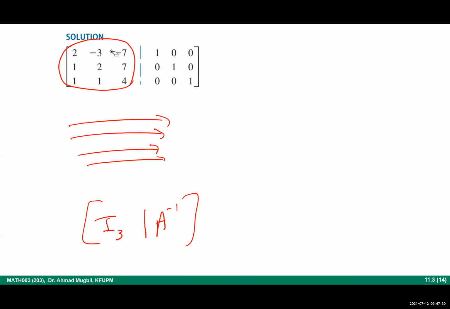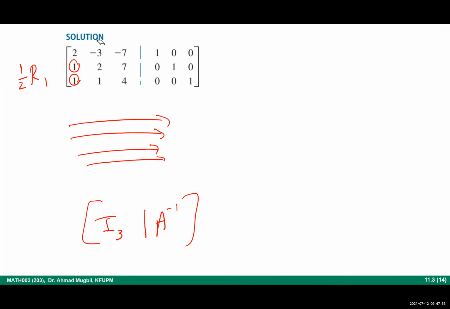First of all, notice that here we don't have 1. We need this to be 1. We need this to be 0. We need this to be 0. So what can we do? We can multiply row number 1 by a half. Is that a good option? It is an option, by the way, but is it good or not?